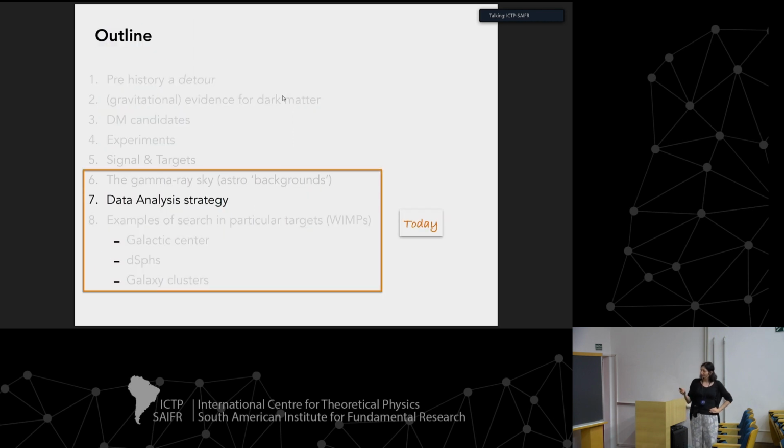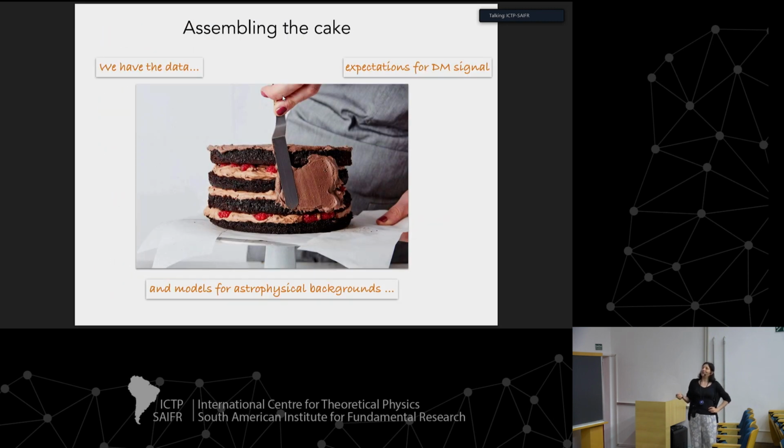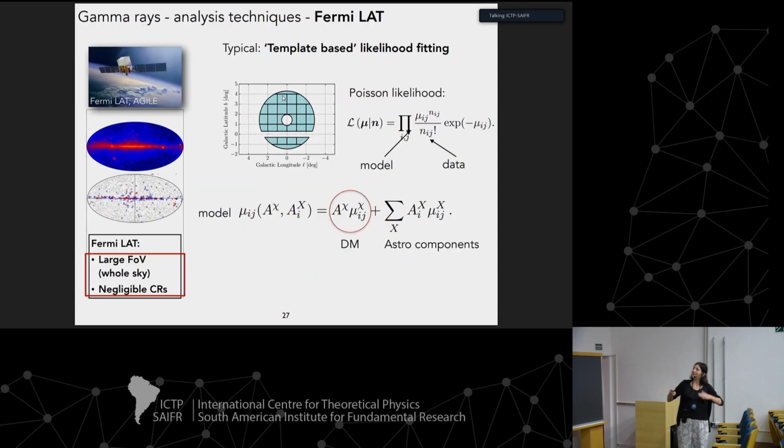All right. So now, assembling the cake. What we were saying so far, we were describing what data we have. We were saying what we expect for the dark matter signal, and now we talked about astrophysical backgrounds. So how do you put all this together and basically look for your dark matter signal? I will tell you just the analysis strategy over here. There are two main approaches in the market. Some of you already did dark matter search, so you're well aware of it.